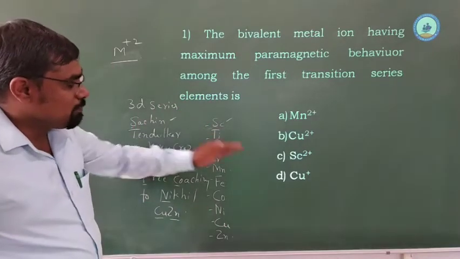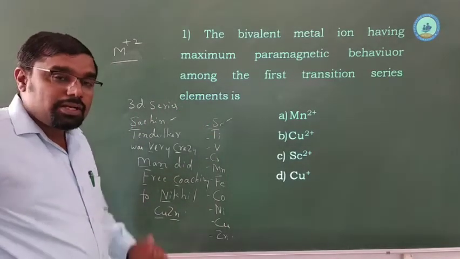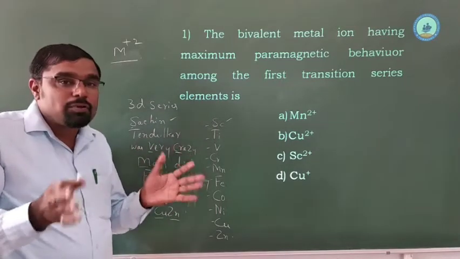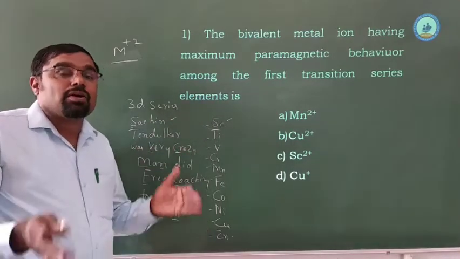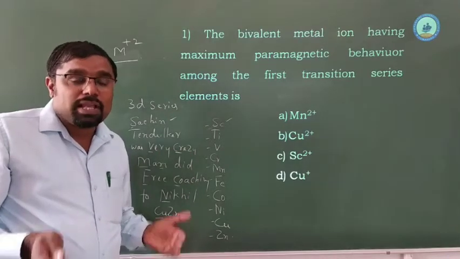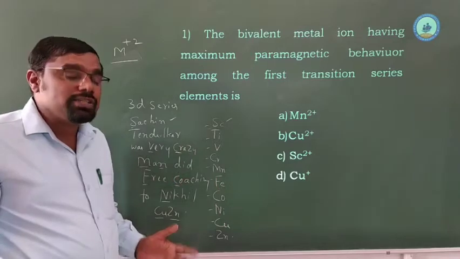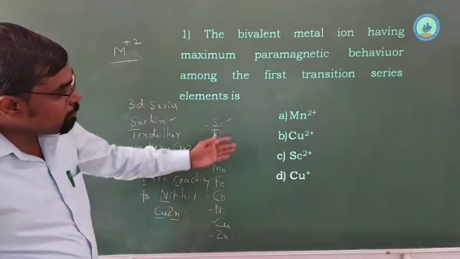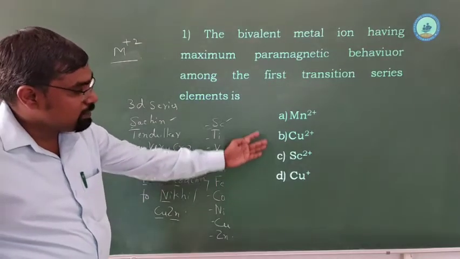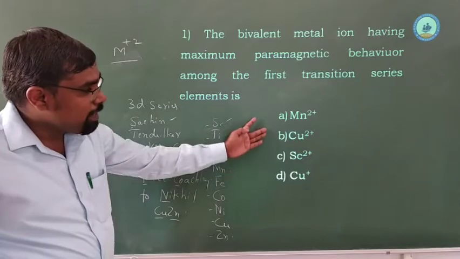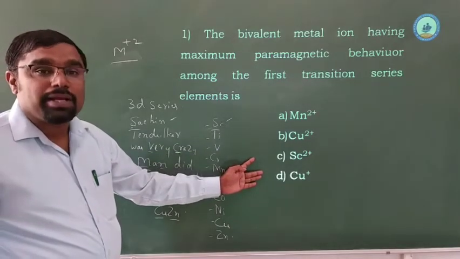Now we have to see that. Already we know paramagnetism is shown by which elements? The elements having unpaired electrons, unpaired electrons in d orbitals. So in d orbitals we have to see that. Which of the elements having that? These elements are given in the options. In these elements, which ion has the unpaired electrons?